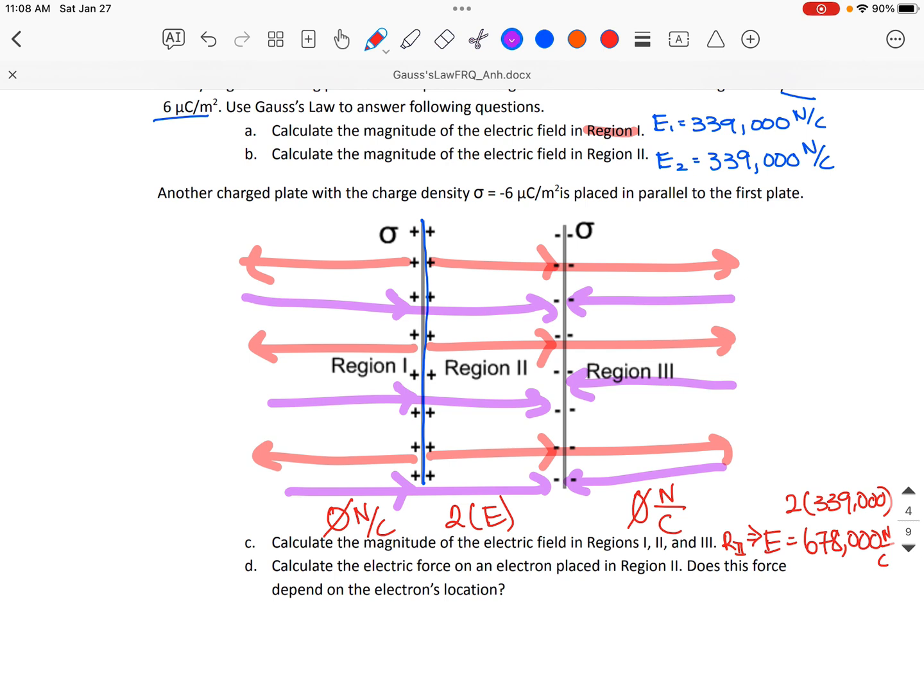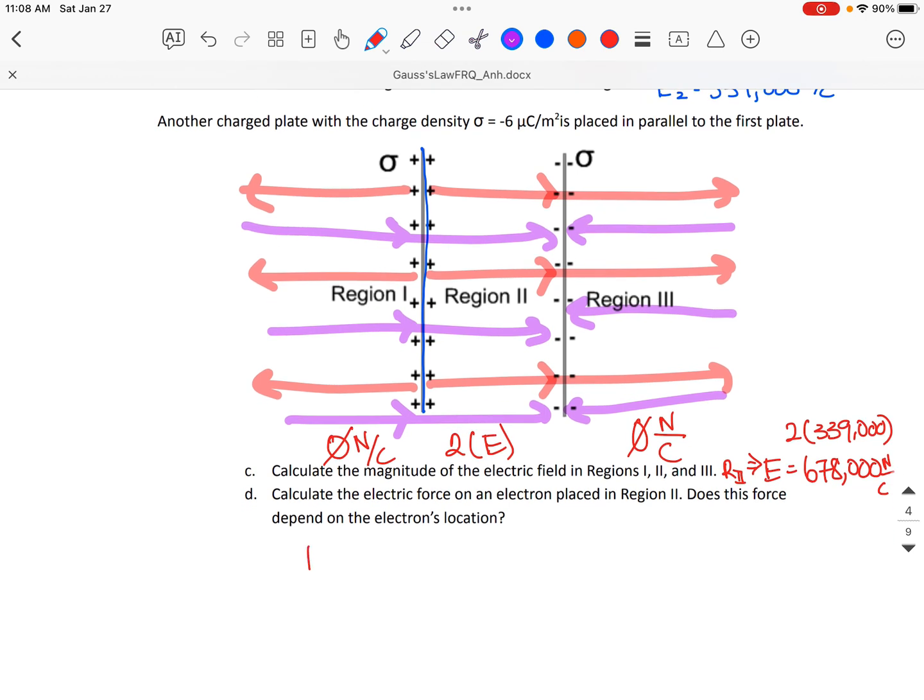And then the next part is to calculate the electric force on an electron placed in region 2. And we know that the electric force is equal to the electric field times the charge of the electron. Since we know the electric field is 678,000, you can go into your equation sheet and find the electric charge of an electron. And that one is 1.6 times 10 to the negative 19. And you end up with a force of 1.08 times 10 to the negative 13 newtons.